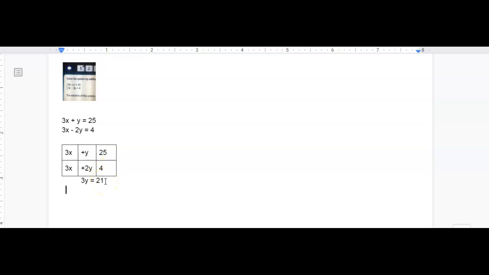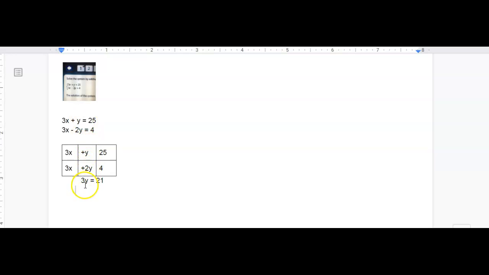Now I eliminated one of the variables. Once again, this is called systems of equations by elimination. You want to eliminate one of the variables so that you can solve for the other one. We're trying to find which two numbers make 3 times one number plus the other number equal 25, and 3 times that number minus 2 times the other number equal 4. Which one makes both equations true?